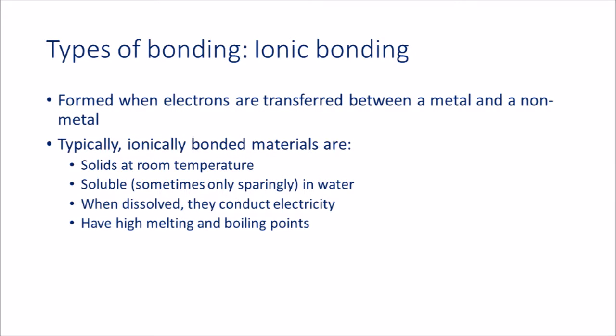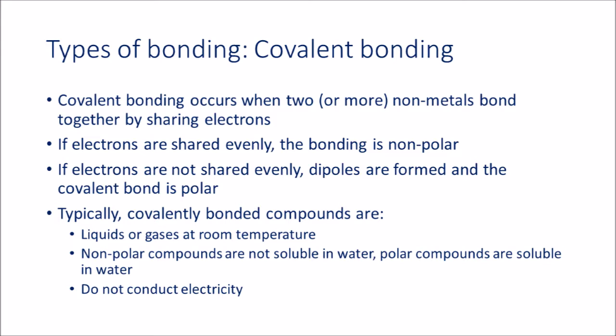Ionic bonding occurs when a metal and a non-metal exchange electrons to become ionic. Typically, ionic compounds are solids at room temperature and are characterized by their ability to conduct electricity when they are dissolved in water. When electrons are shared between two non-metal atoms, we have covalent bonding.